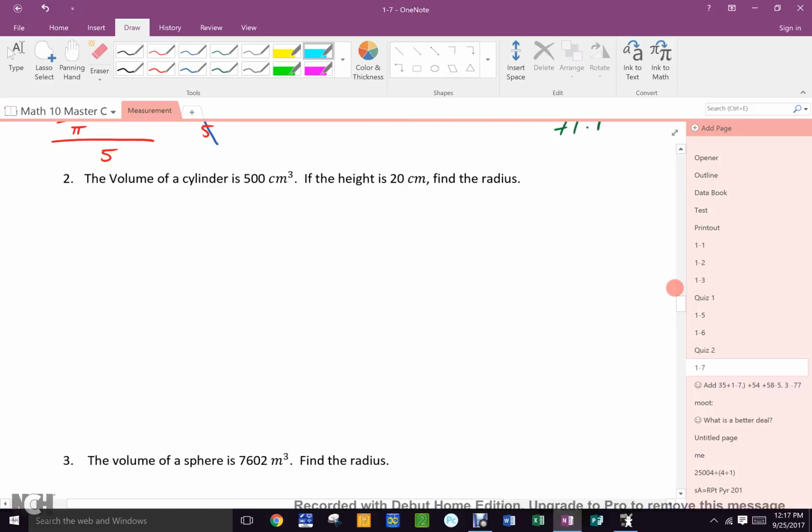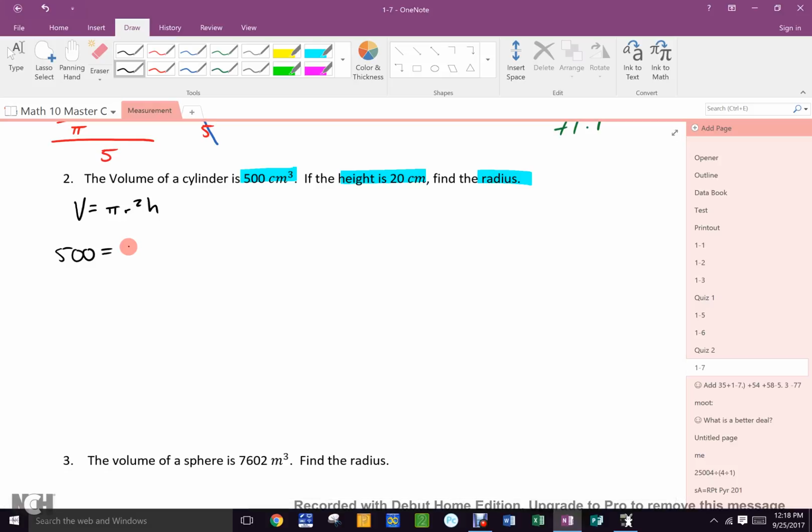The volume of a cylinder is 500 centimeters cubed. So there's a number, and I need the radius. So what should my first step be? Nick knows. Nick says write down the formula. The volume of a cylinder is pi r squared h, because pi r squared is the base, isn't it? Because the bottom of a cylinder is a circle. Do I know any of those numbers? What do I know? I know the height is 20, and I know the volume is 500 equals pi r squared times 20.